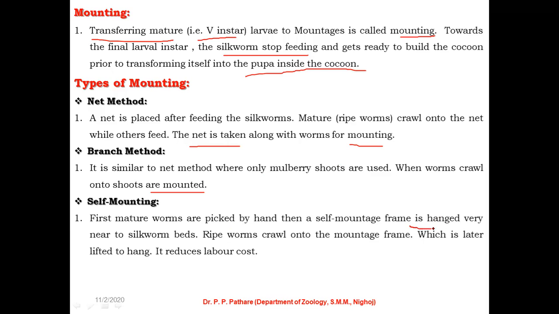It is necessary to hang or attach the frame very close to the silkworm bed. Mature ones crawl onto the mountage frame, which is later lifted up by hand. It reduces the labor cost. This activity is very good for reducing labor cost. You can fit the self-mountage frame near the rearing tray, and using this method you can easily mount all the matured worms in your rearing tray.